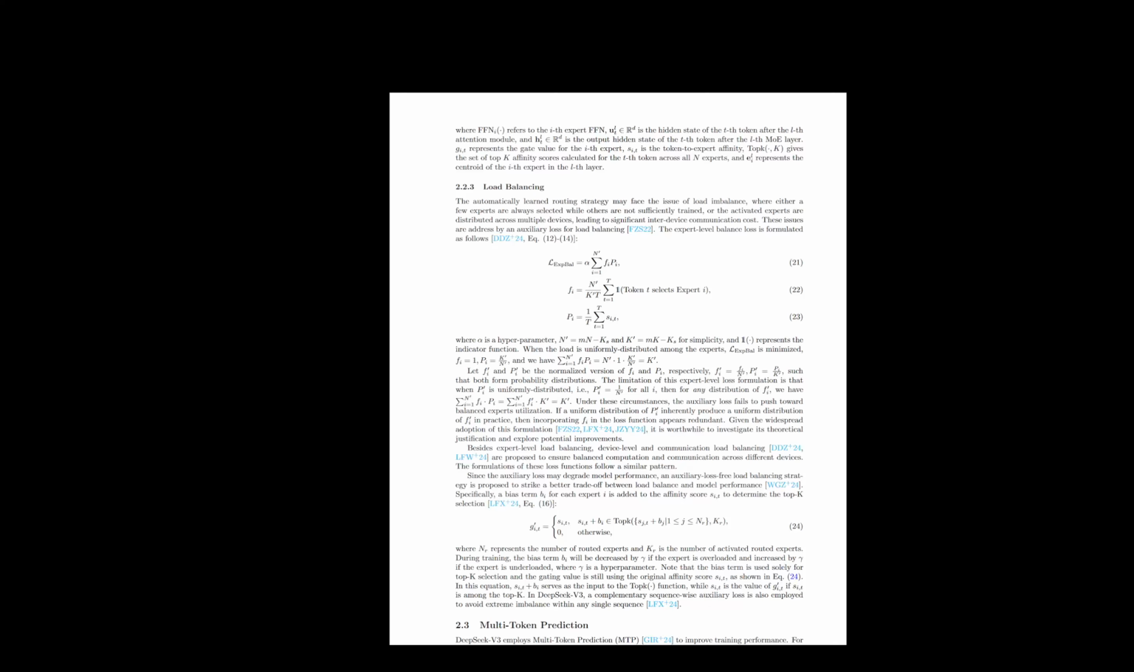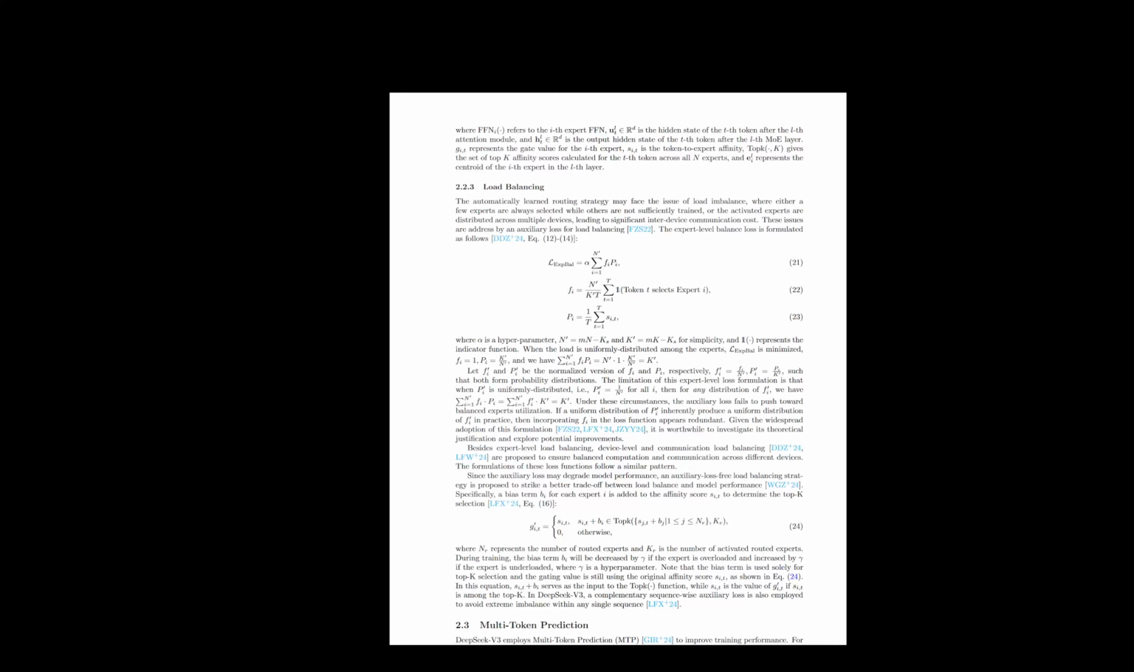f_i = N/(KT) times the sum over t=1 to T of 1(token t selects expert i) (22). P_i = (1/T) times the sum over t=1 to T of s_i,t (23). Here alpha is a hyperparameter, N = mN minus K_s and K = mK minus K_s for simplicity, and 1 represents the indicator function. When the load is uniformly distributed among the experts, L_ExpBal is minimized: f_i = 1, P_i = K/N, and we have the sum over i=1 to N of f_i P_i = N times (1/N)(K/N)... equal to K/N.